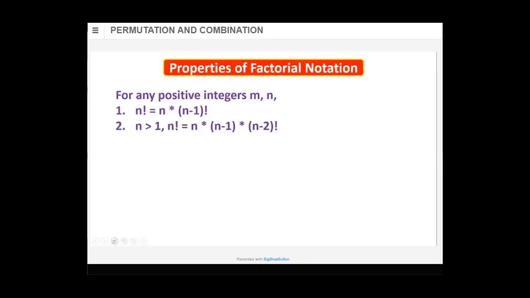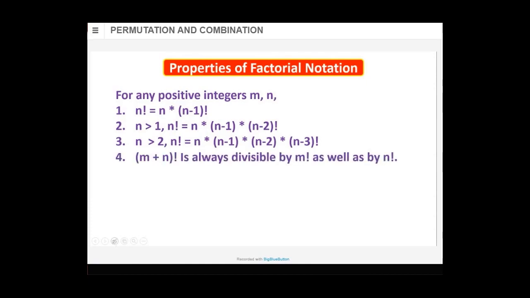If n is greater than 1, then n factorial can be written as n into n minus 1 into n minus 2 factorial. If n is greater than 2, then you can write n into n minus 1 into n minus 2 into n minus 3 factorial. Anyway, even if you remember the first one, that is more than enough. Second and third, जरूरत नहीं याद रखने की.